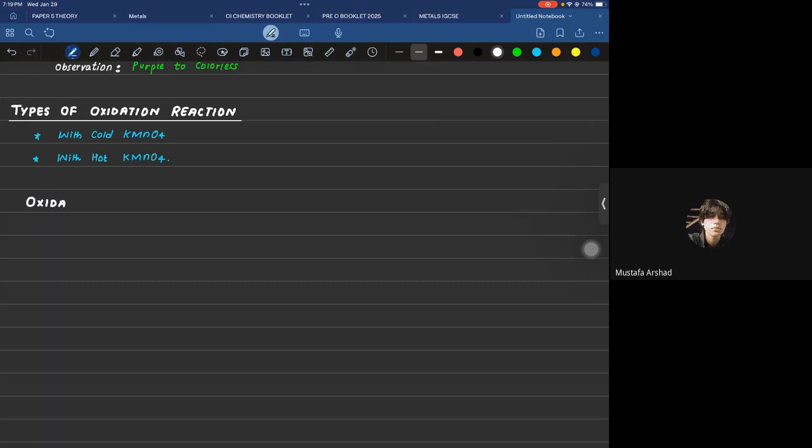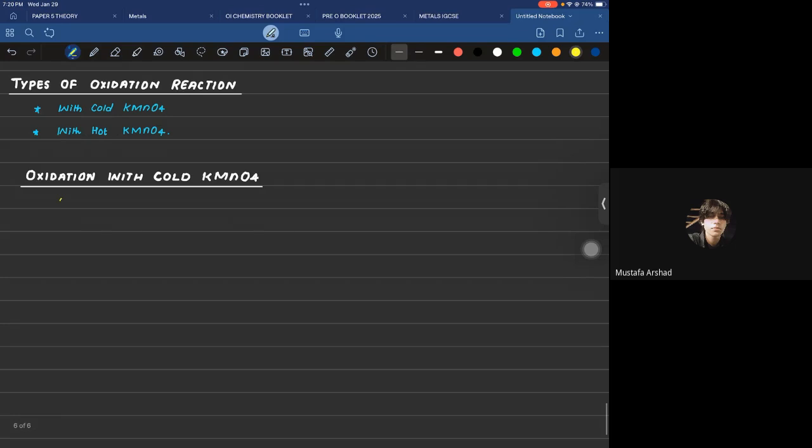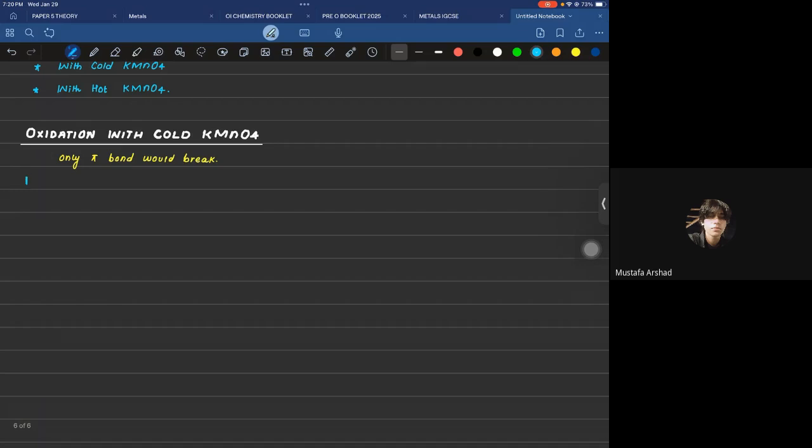Oxidation with cold KMnO4. Remember, in this oxidation only the pi bond would break, and the product would be a diol. Diol is formed.